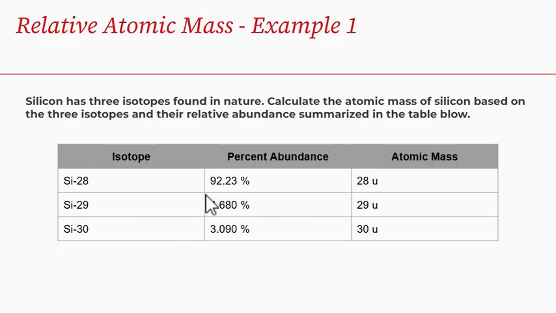Silicon 28 has a 92.23% abundance and obviously an atomic mass of 28, which is what the name is giving us. Silicon 29 has a 4.680% abundance, and silicon 30 has a 3.090% abundance.